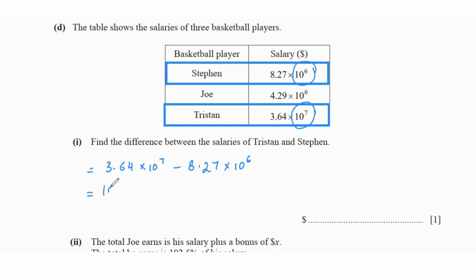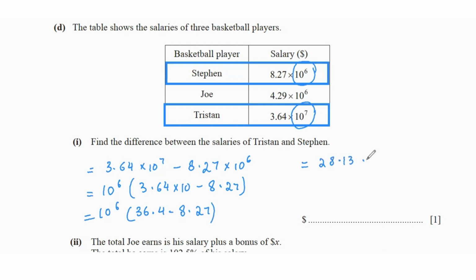So you can easily take 10 to the power of 6 common. So that's going to be 3.64 times 10 minus 8.27, which is 36.4 minus 8.27. And that is going to give us 28.13 times 10 to the power of 6. Since we have to give it in standard form, it's going to be 2.813 times 10 to the power of 7. And that's your difference of salaries.